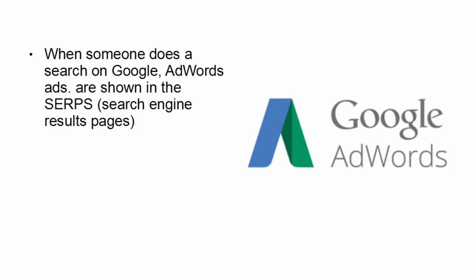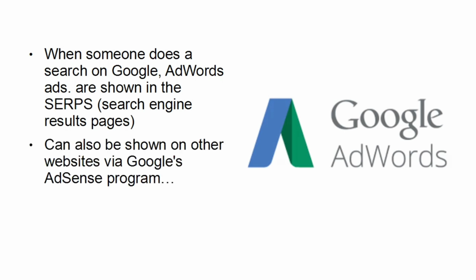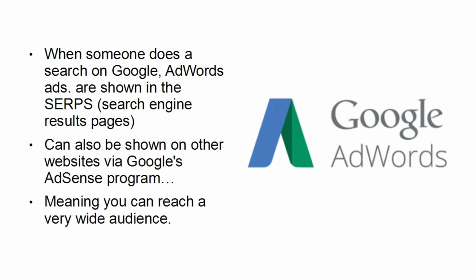Now, when someone does a search on Google, AdWords ads are shown in the SERPs, that's the search engine results pages, and they're generally shown down the right-hand column and sometimes across the top of the results. And you can see they usually say ads or sponsored results. And you can also show an ad on somebody else's website via Google's AdSense program, meaning you can reach a very wide audience with Google AdWords.